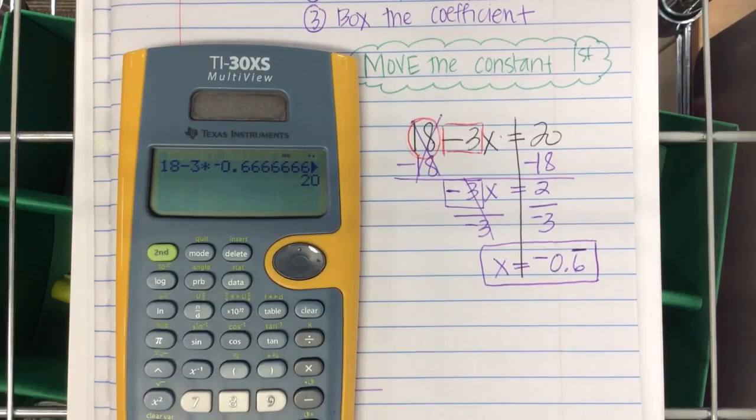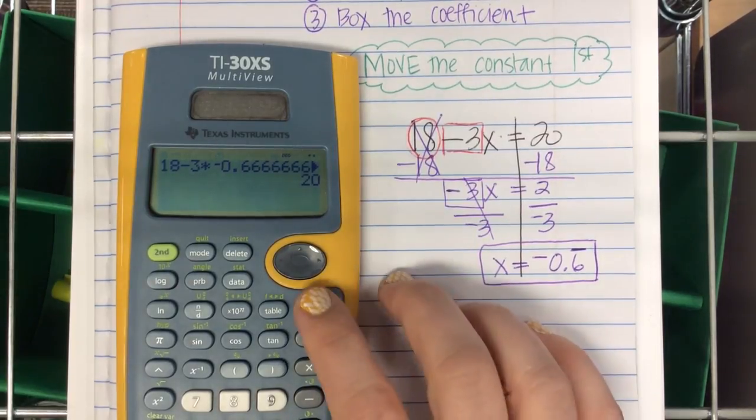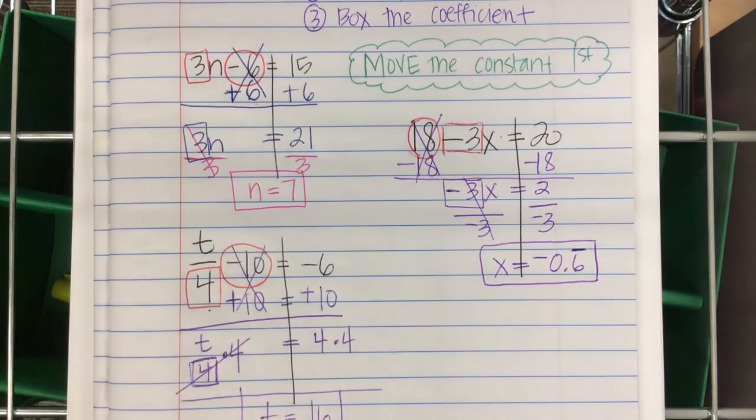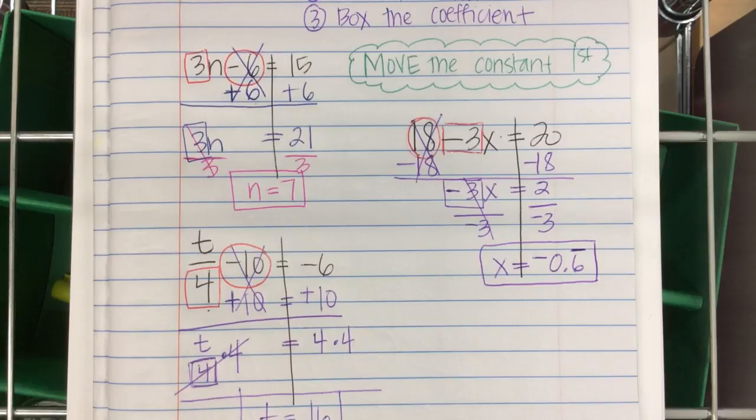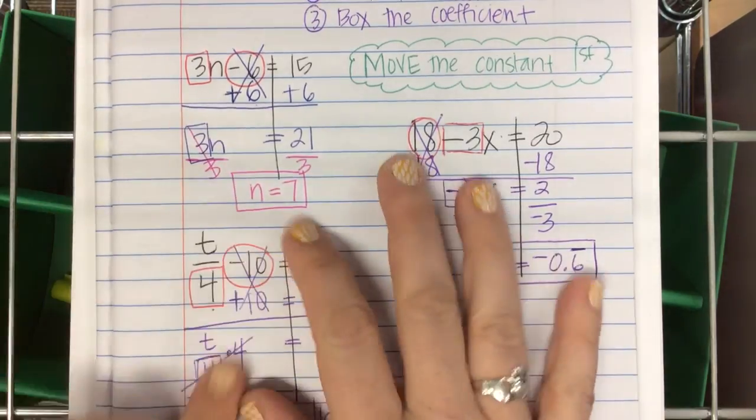The calculator knows that I meant to make it 6 forever. So sometimes you get decimal answers. That's okay. Sometimes you get pretty whole number answers.